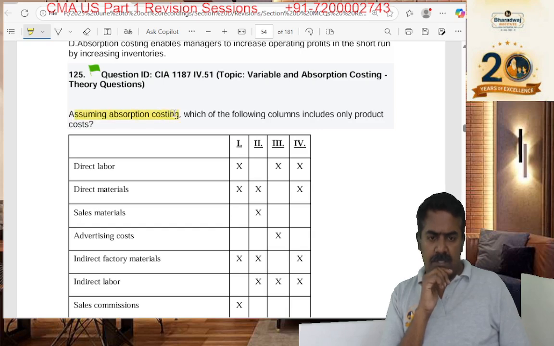Assuming absorption costing is used, which of the following includes only product cost? Direct labor is a product cost. Direct material is a product cost. Sales material is not a product cost.